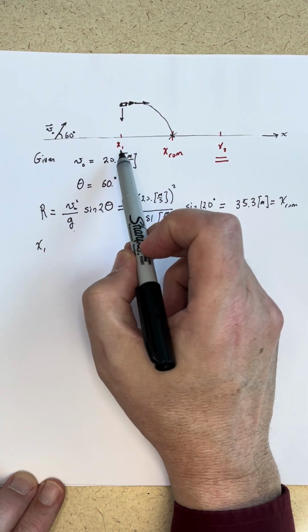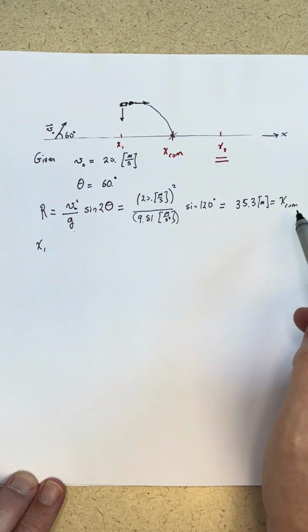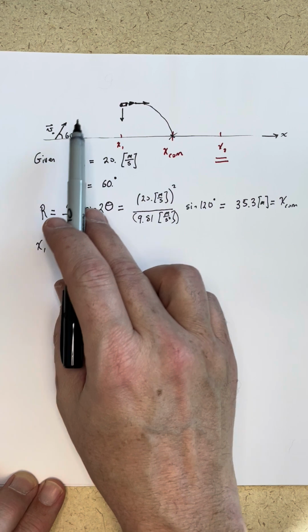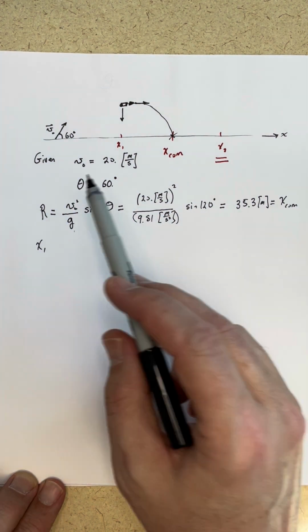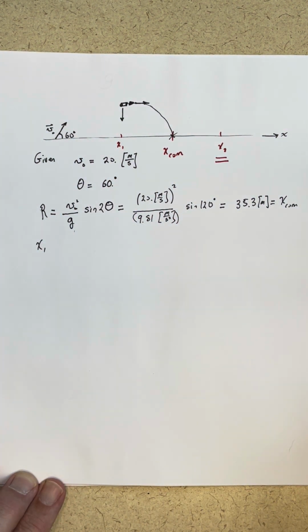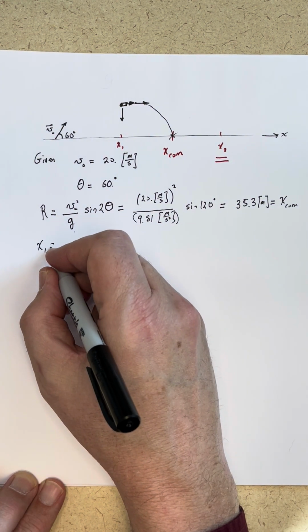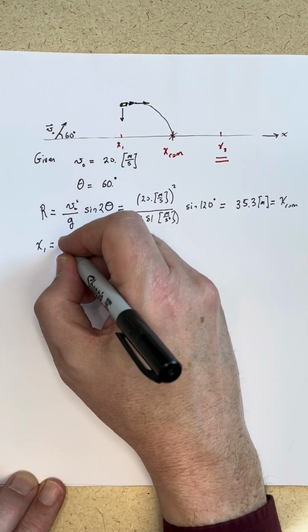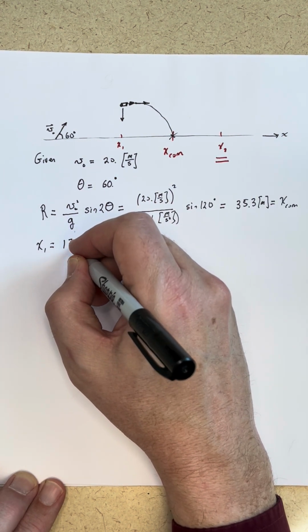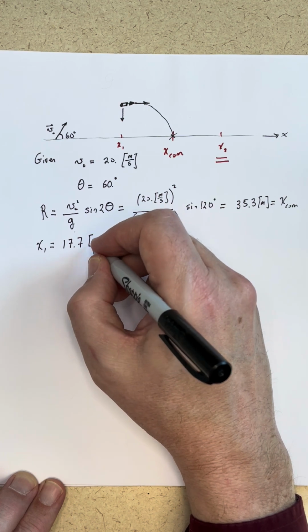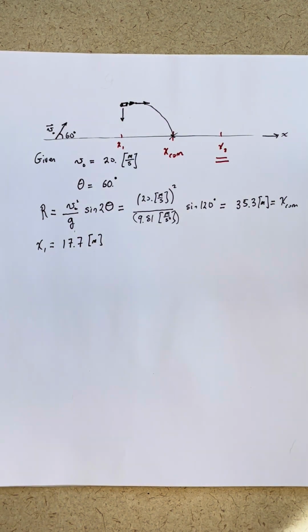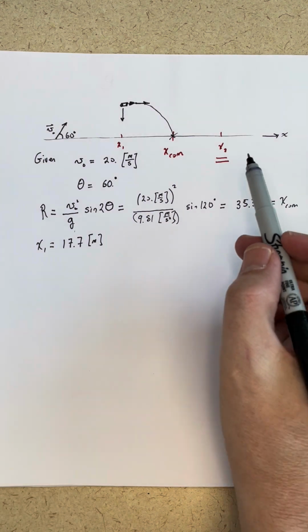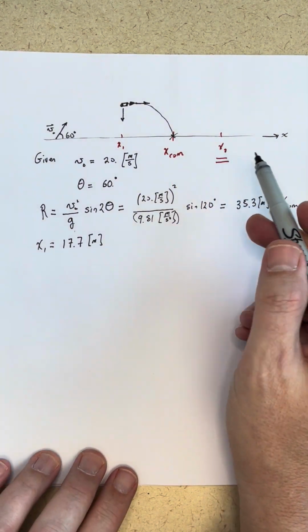x1 is the x-coordinate of the apex, which is half of this, because we're beginning and ending at the same height, and the free fall motion is going to be symmetric. So again, to 3 decimal places, I get that to be 17.7 meters. And then we can use the equation for the center of mass to find the unknown x2.